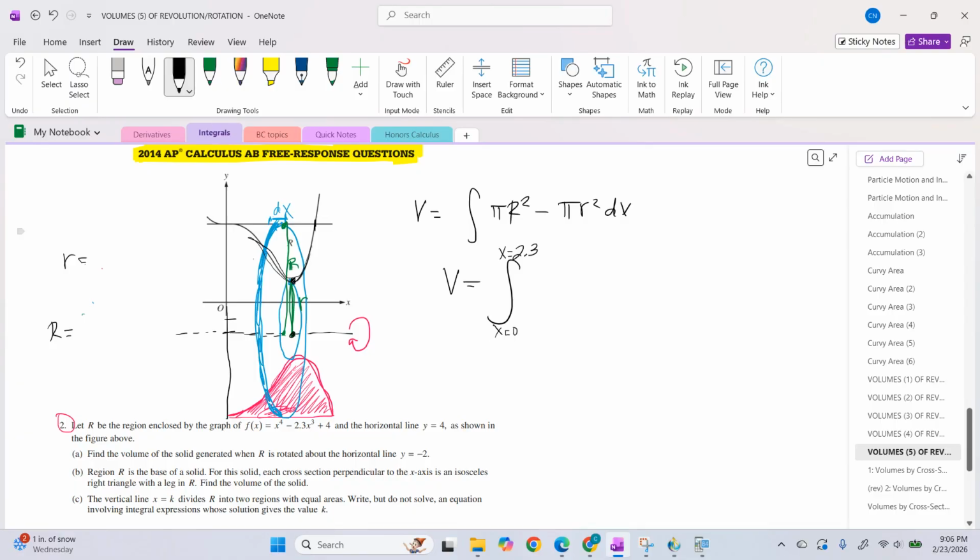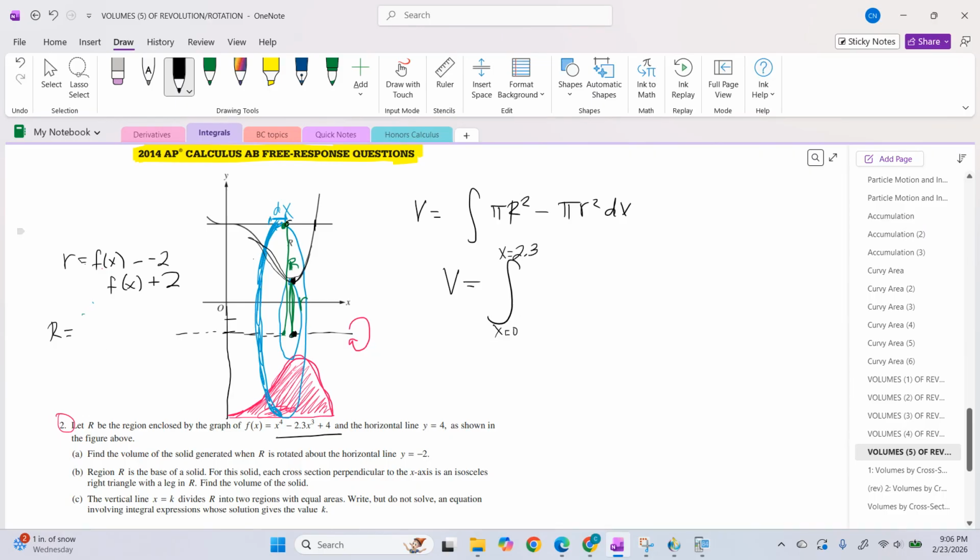So the top y value here is the function itself, and I don't feel like writing this out, so I'm going to call it f of x, minus the bottom y value. Well, what's the y value down here? It's negative 2, because that's what I'm rotating around. So I have f of x plus 2.